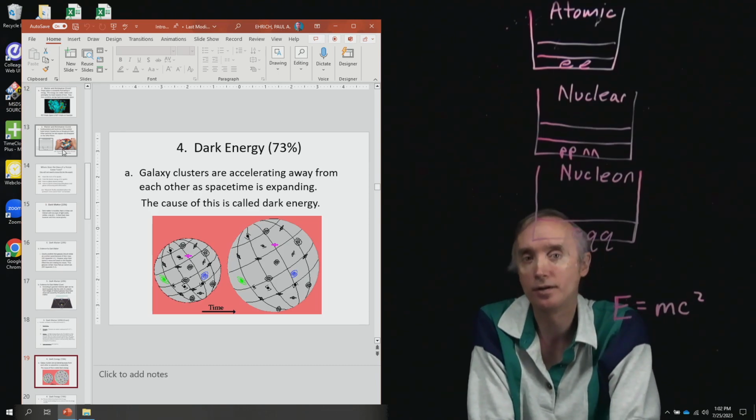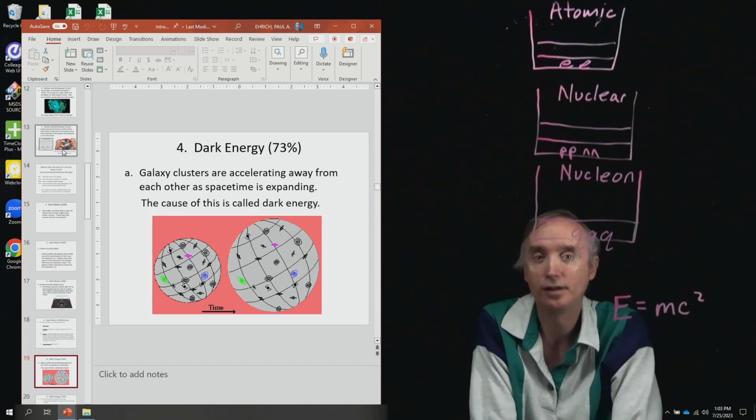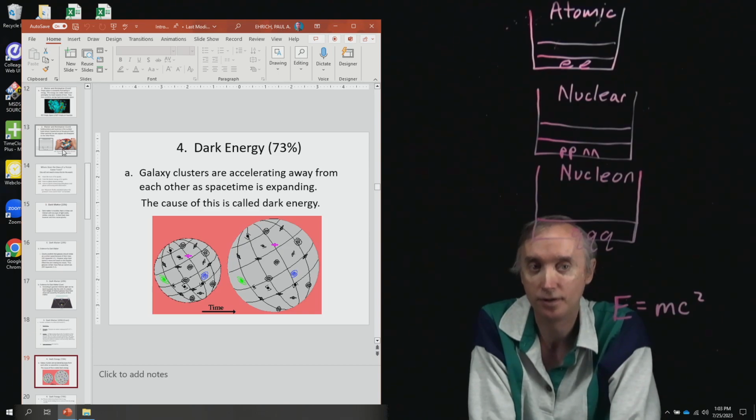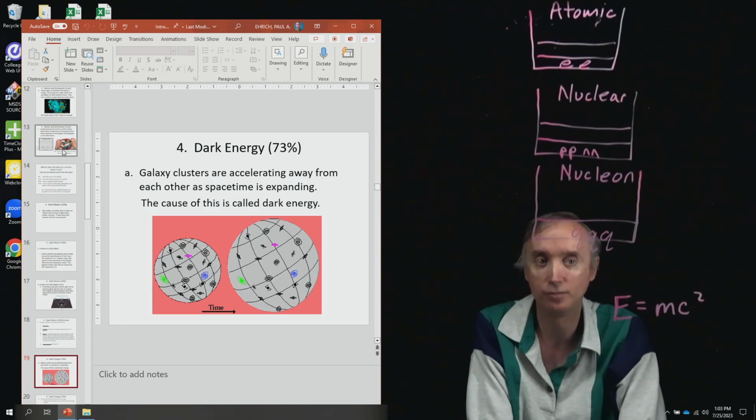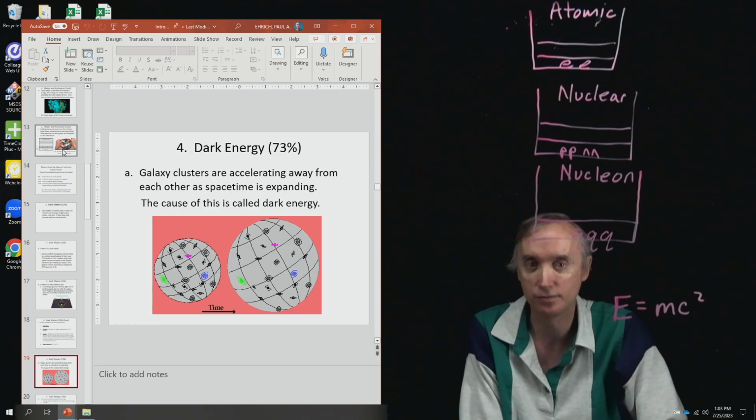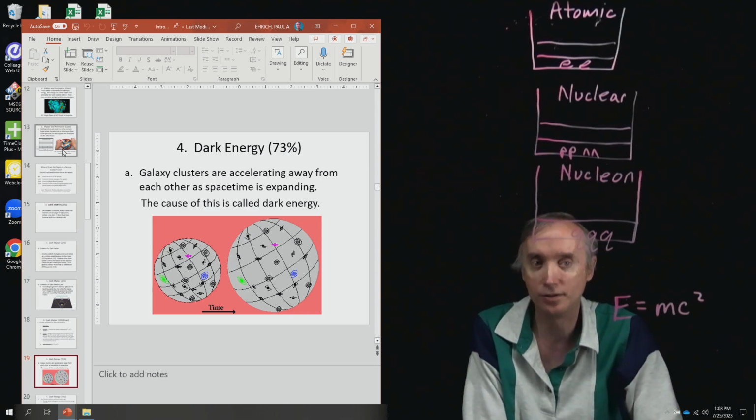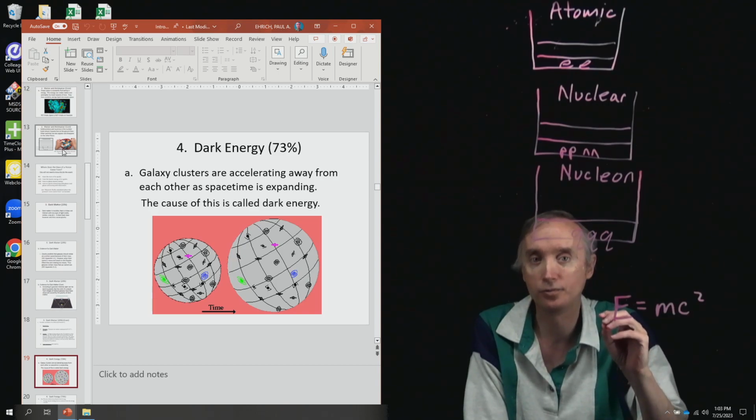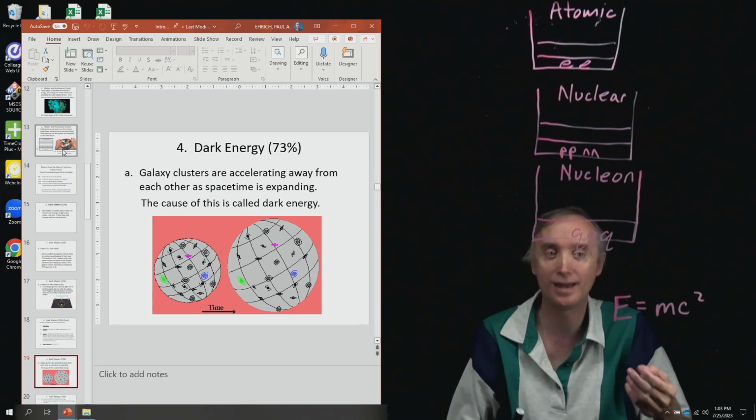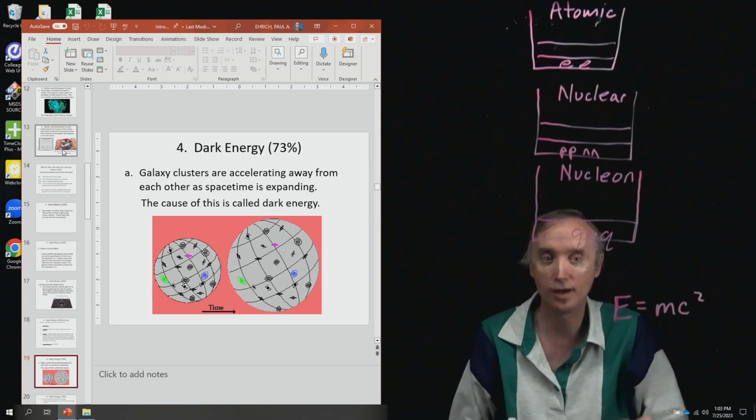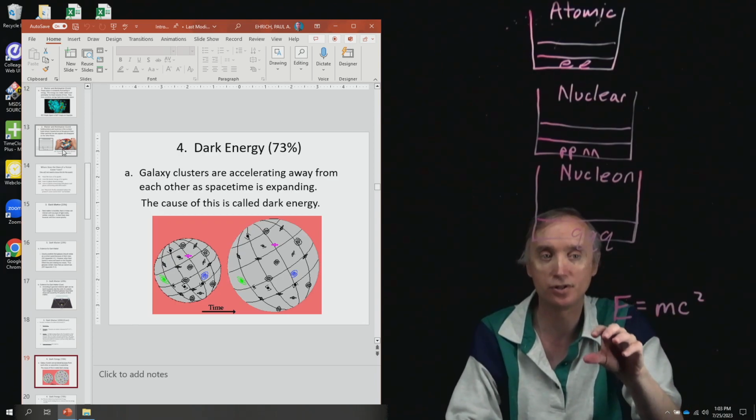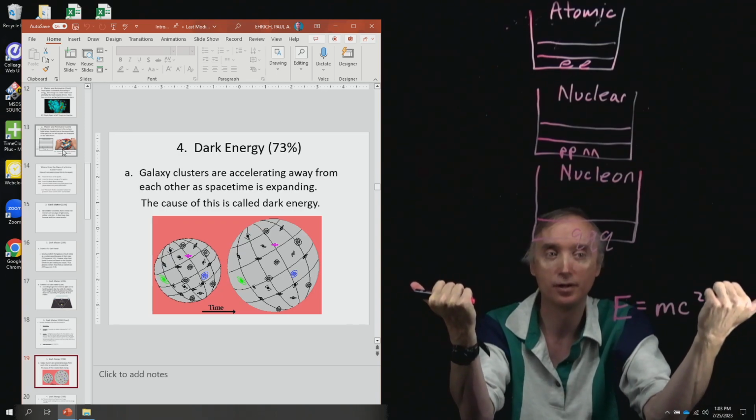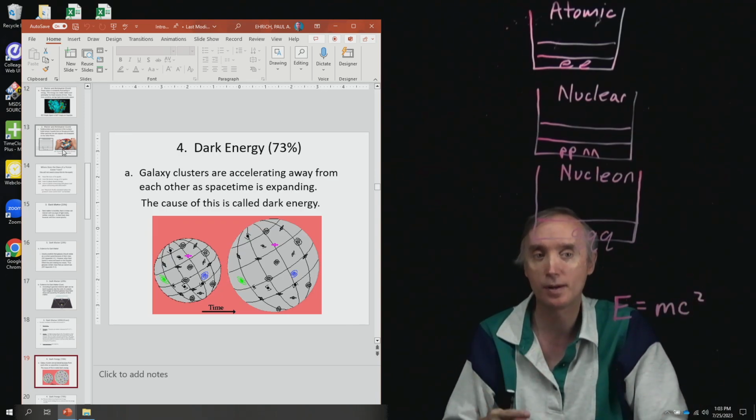Okay, now let's talk about the dark energy. We know even less about dark energy. We think that it makes up 73% of the universe, even more than what dark matter does. Now, we don't know what it is, but we do know what it does. So dark energy has properties of being anti-gravity. Regular gravity pulls everything in, but this dark energy pushes stuff out, and it's causing the expansion of space and time.